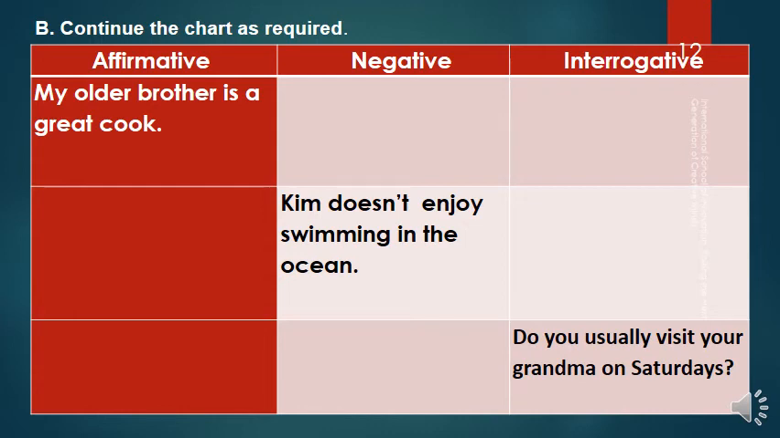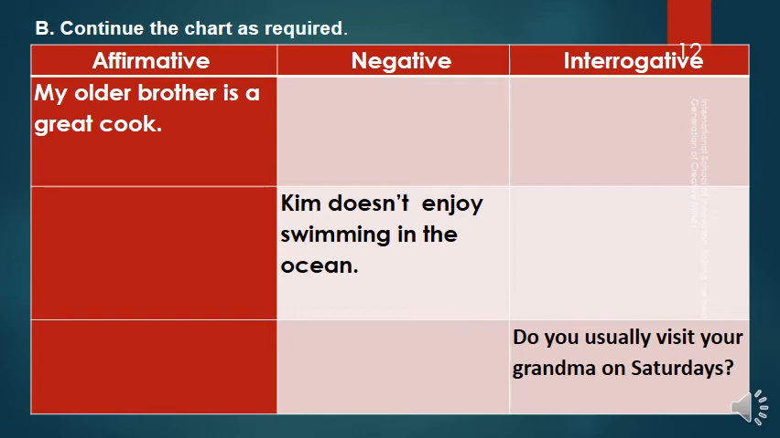When we write the interrogative form, we have to start the question with does. Does Kim enjoy swimming in the ocean? We do not add s to enjoy because we already have does. So does Kim enjoy and not does Kim enjoys. So it becomes does Kim enjoy swimming in the ocean?